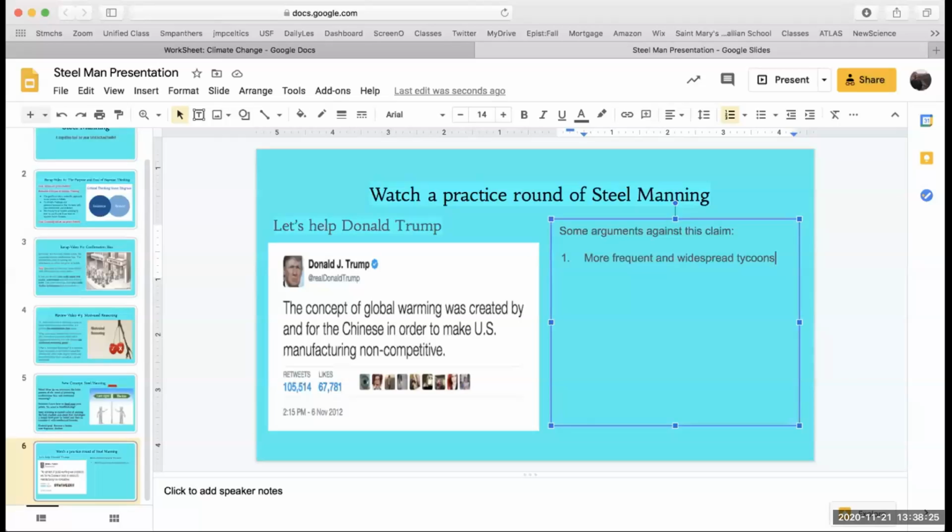Excellent, thank you. Now, again, this is just the practice of steel manning, an overview of what it would look like if we had Donald Trump in the room with us. One argument we would say is, hey, listen, you might think this is a hoax, but we've seen more frequent and widespread typhoons over the past bunch of years. Maybe you should consider that as a piece of evidence to challenge your beliefs. Are there any other ones that we can think of?